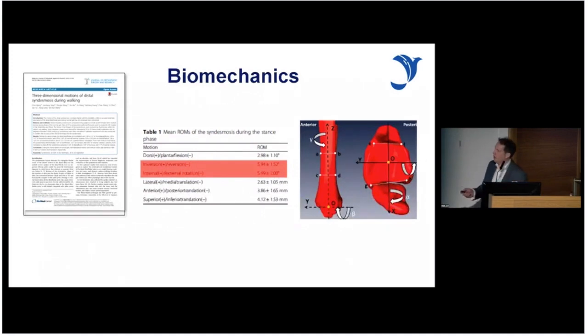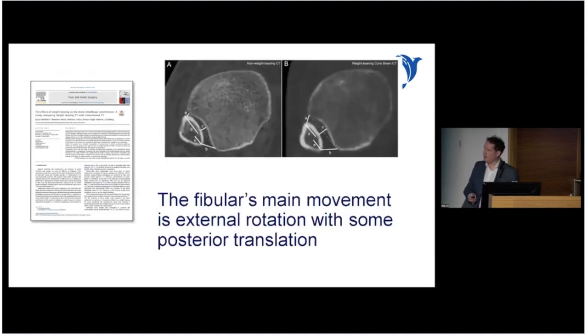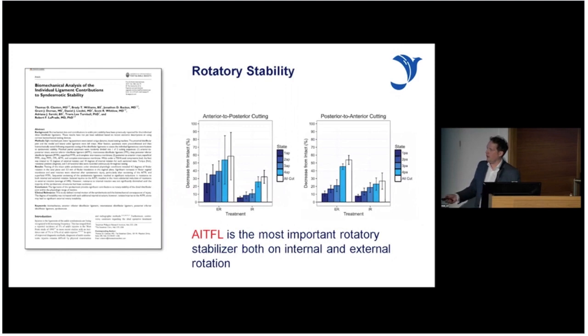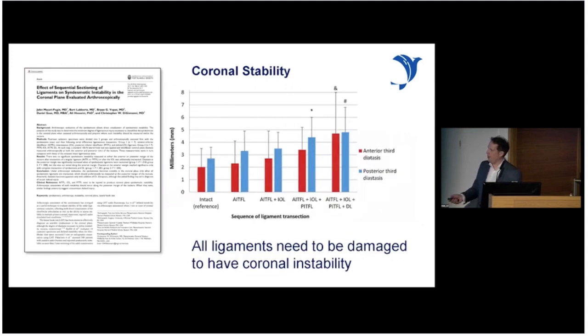Biomechanics-wise, so first of all, your fibula rotates. So your fibula not only translates posteriorly a very small amount, and then it pivots on that posterior malleolus. Okay? So the fibula's main movement is external rotation with some posterior translation. So it moves backwards and externally rotates. So for syndesmotic stability, your AITFL is the most important stabilizer for rotation. That's the first thing. All ligaments need to be damaged to rock and roll instability.